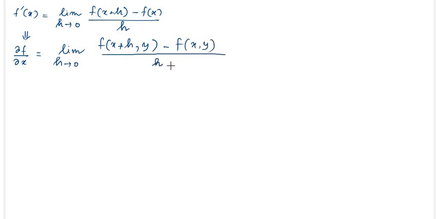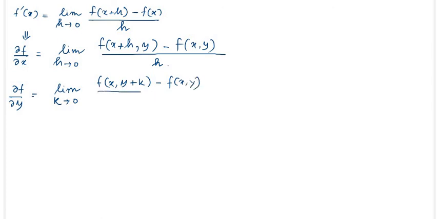Similarly, if you are differentiating with respect to y, we have to treat x as constant. So in this case, we'll write this as limit, say for example, taking another variable k, of f of x comma y plus k, since x is constant, minus f of x comma y divided by k. So these are the analogous definitions of the derivatives in terms of limits, exactly the same procedure.